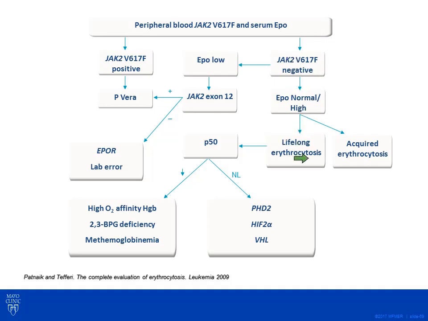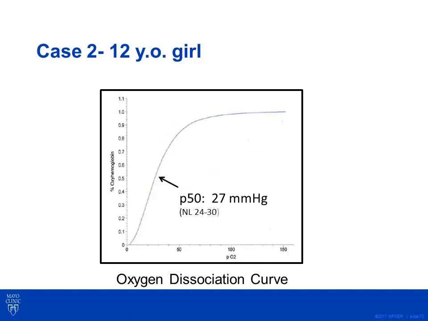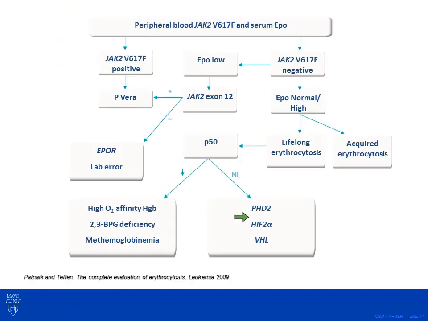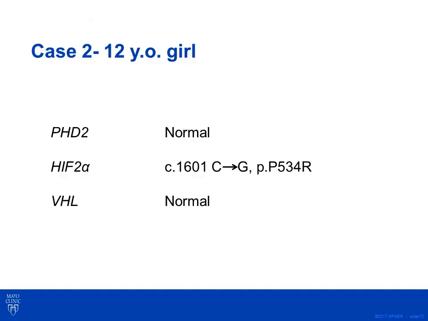So we are going down, once again, the right branch of our flow chart here. We have a strong history that suggests that this is a lifelong or inherited erythrocytosis. The next step is to do the P50. So you can see this is within normal limits. So we would be thinking of going down the branch here, looking at the oxygen sensing pathway. And here is the results of that.